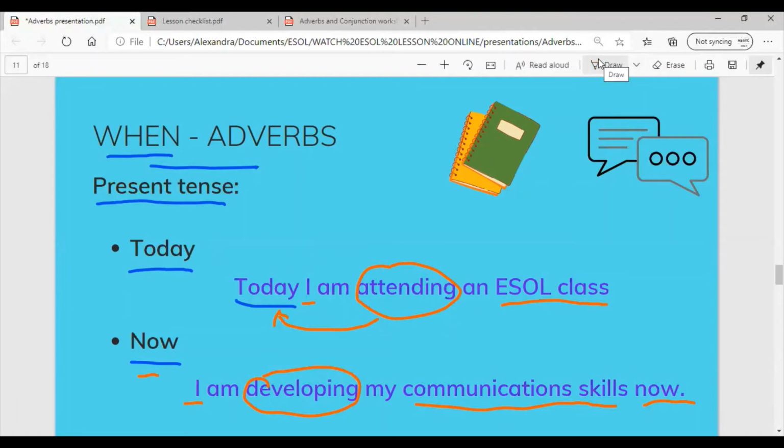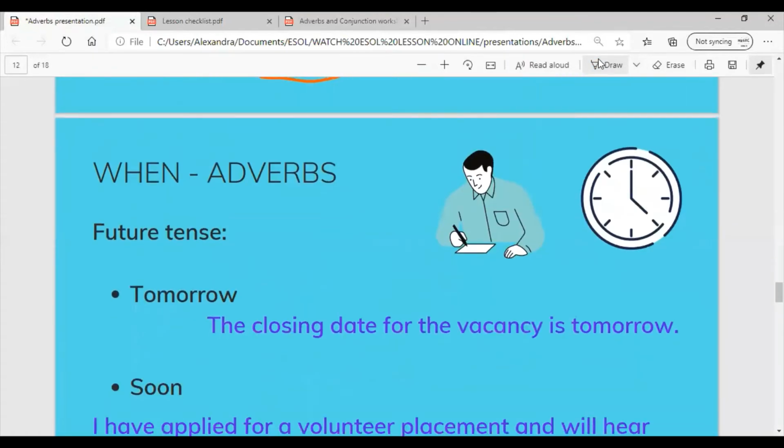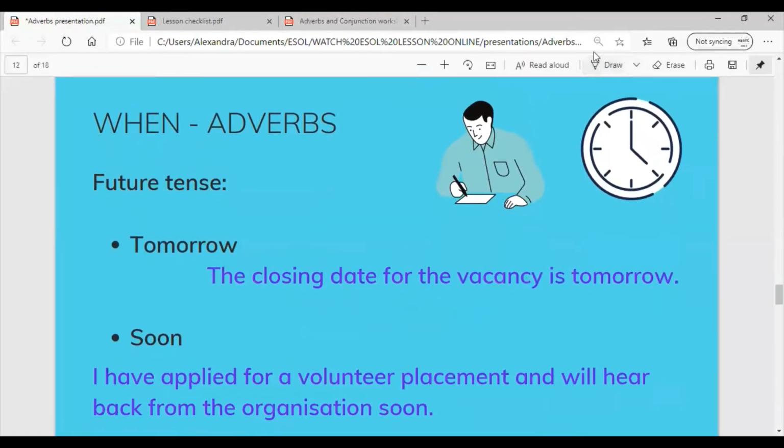Okay, so I think you're probably getting the gist of how we can spot adverbs in sentences, and we'll just do one last example of when adverbs, which is the future tense. So tomorrow and soon are also future tense adverbs. Now the future tense tells us what will take place in the future. So it could be tomorrow, it could be next week, it could be next year, in an hour, it is all about what will happen.